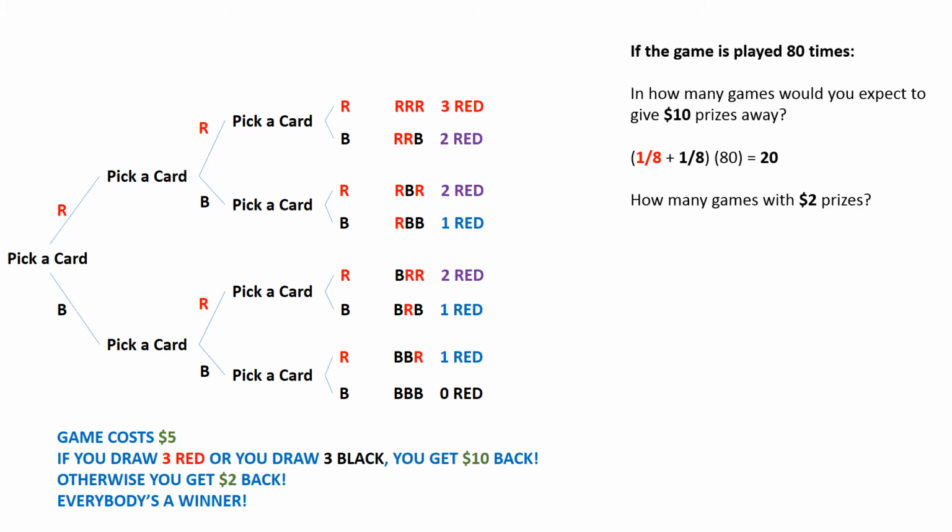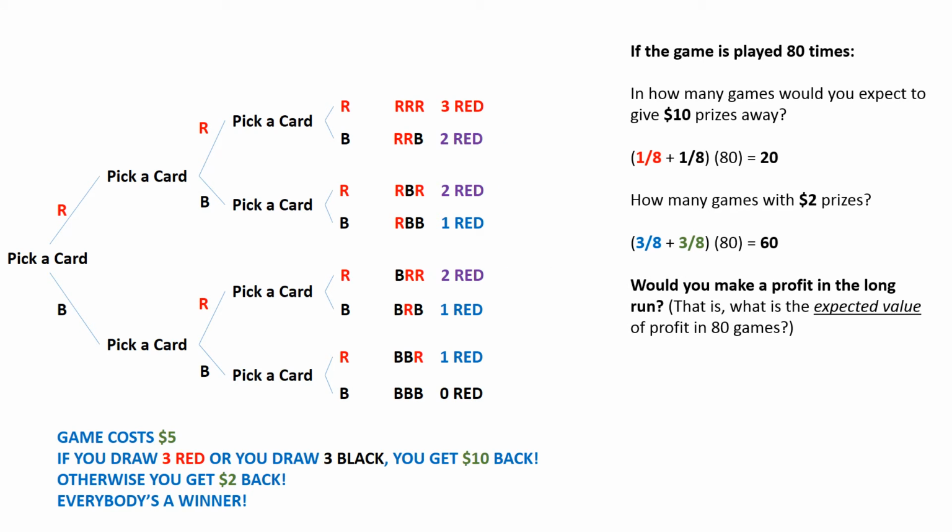How many games will win $2? On the average, 3 out of 8 games will result in 2 red cards, and 3 out of 8 games will result in 1 red card. So out of 80 games, we expect to pay out $2 in the remaining 60 games.